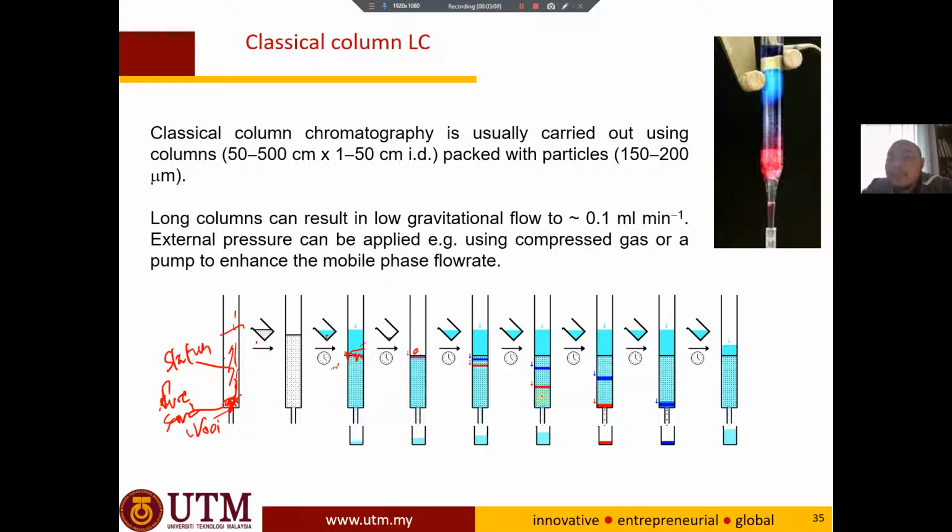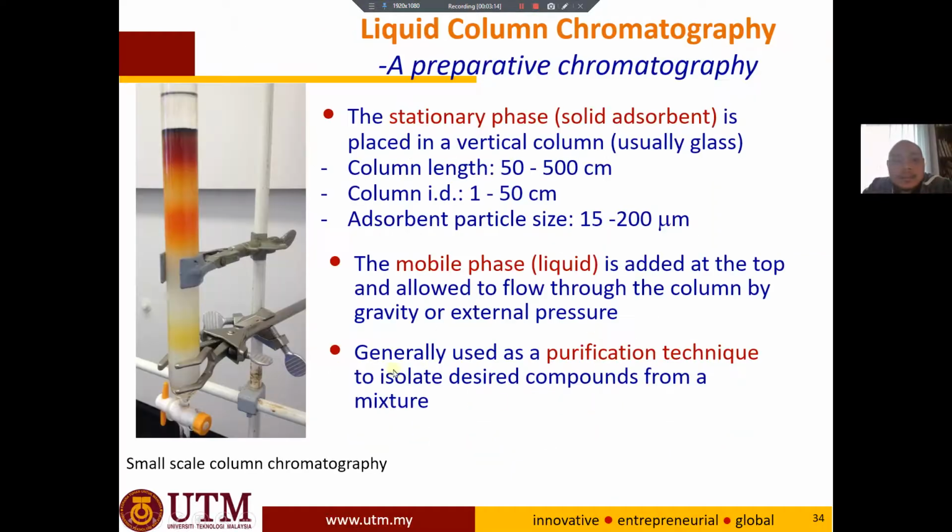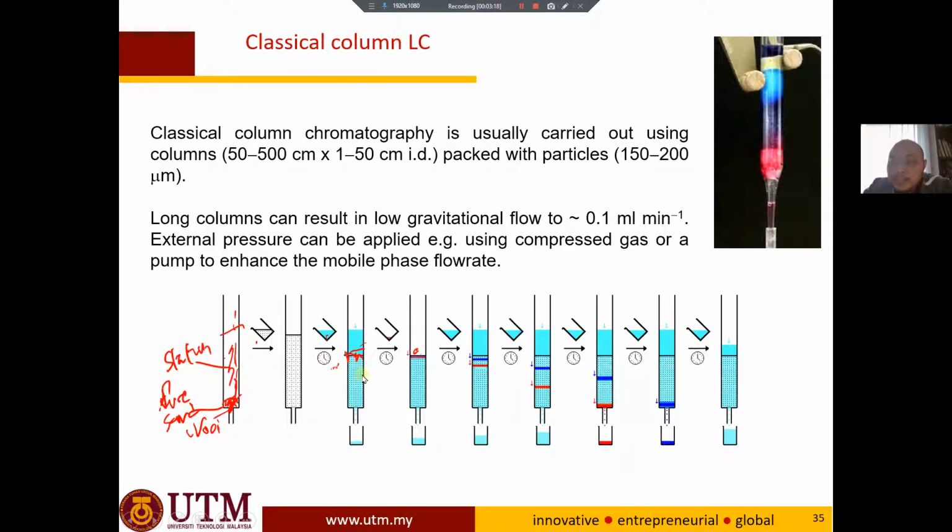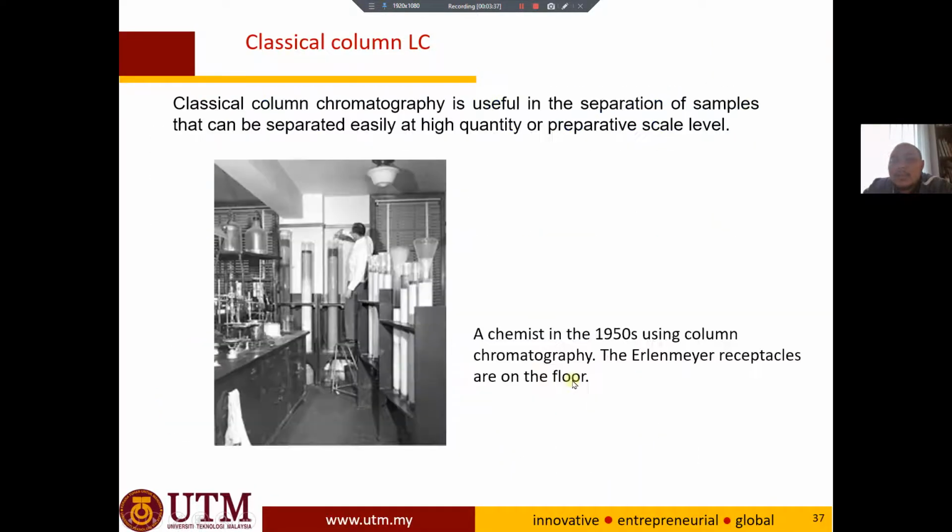Okay, if for example the separation is too fast, you need to adjust the flow, the speed, so they will move slower. Then you can collect the desired solutes, the compound, in the collection container. So very easy, right, for the column chromatography.